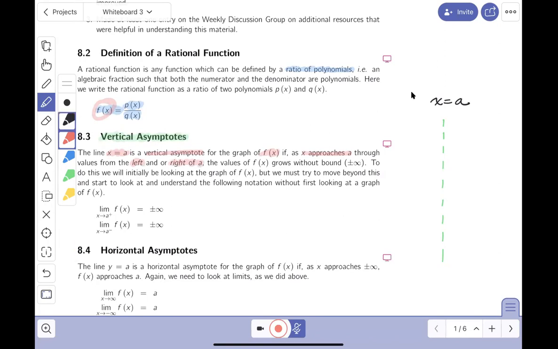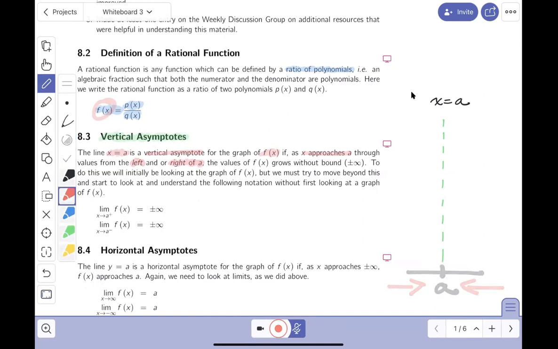When I'm reading that, I'm trying to understand that this is a here. And what we're doing is we're coming in from the left of a and we're coming in from the right of a. So let me write this down for you. This is the left and this is the right. All right. We have notation for that. And I want to write that down for you.